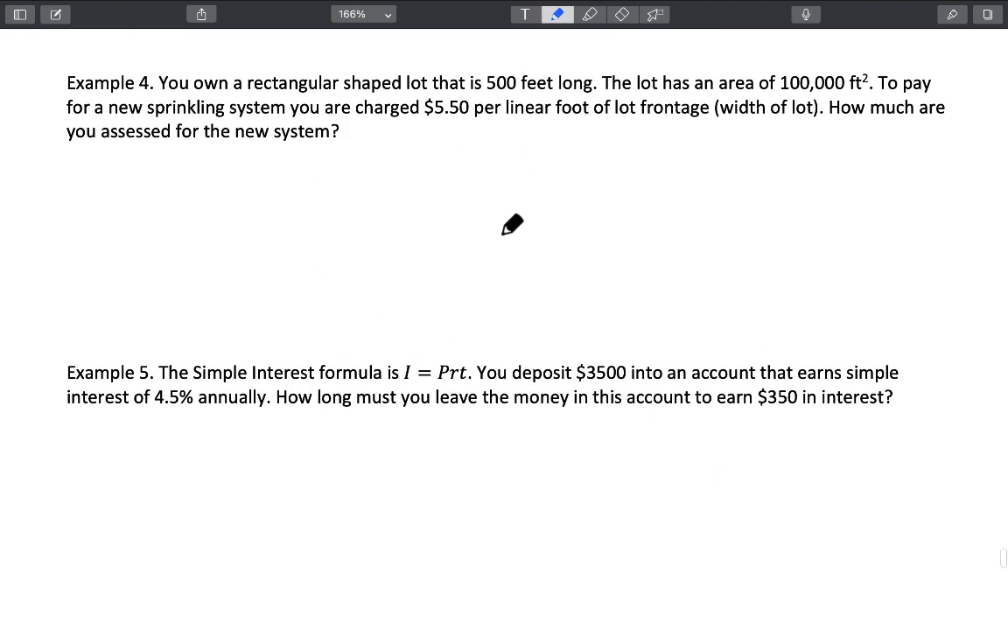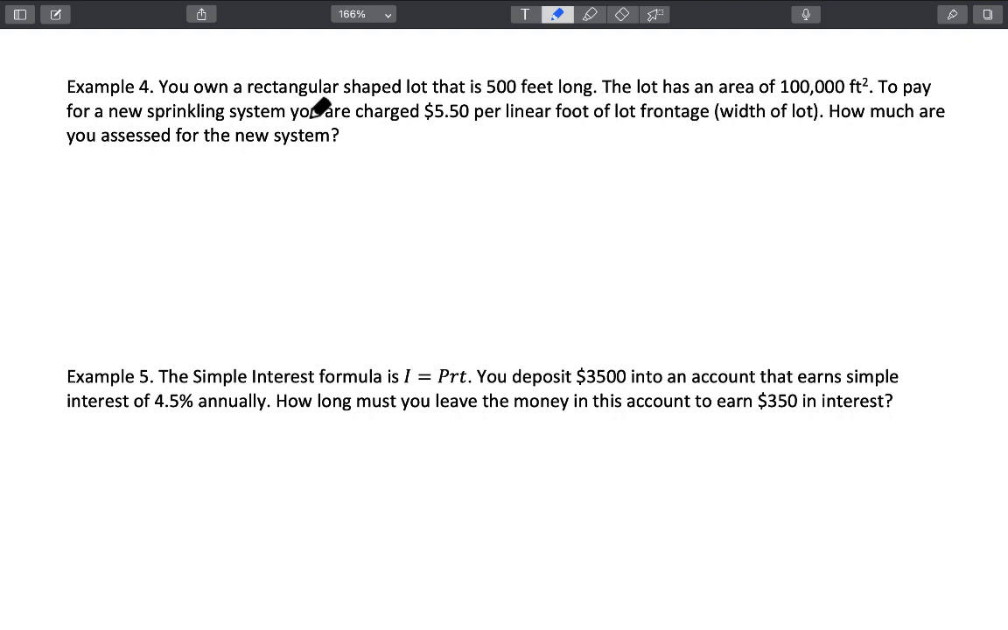All right, let's take a look at example 4. You own a rectangular lot that is 500 feet long. The lot has 100,000 square feet. Now, to pay for a new sprinkling system, you're charged $5.50 per linear foot of lot frontage. That is the width of the lot. How much are you assessed for the new system?